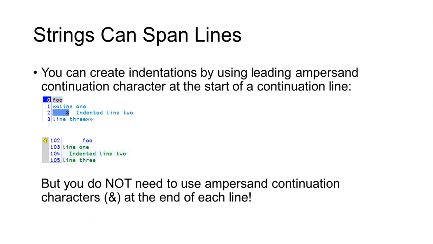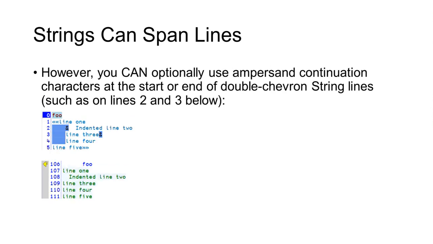You can use an ampersand at the beginning of a continuation line, like you see on line 2 there, that allows us to explicitly denote indentation of the string. We can say where the ignored spaces stop, and where we actually continue with the line. We're not restricted in a double chevron string. You can use the ampersand at the end of a line. It's accepted, so it doesn't penalize you for using it, but you don't need to.